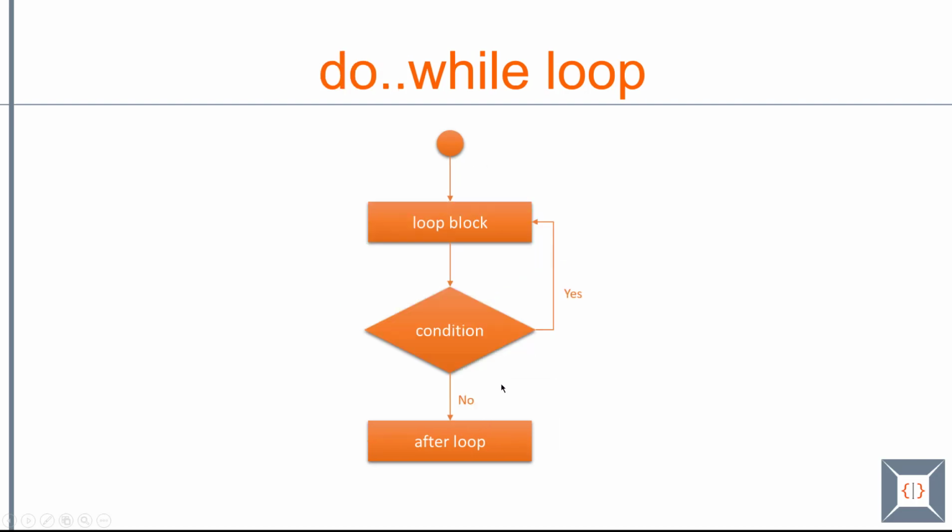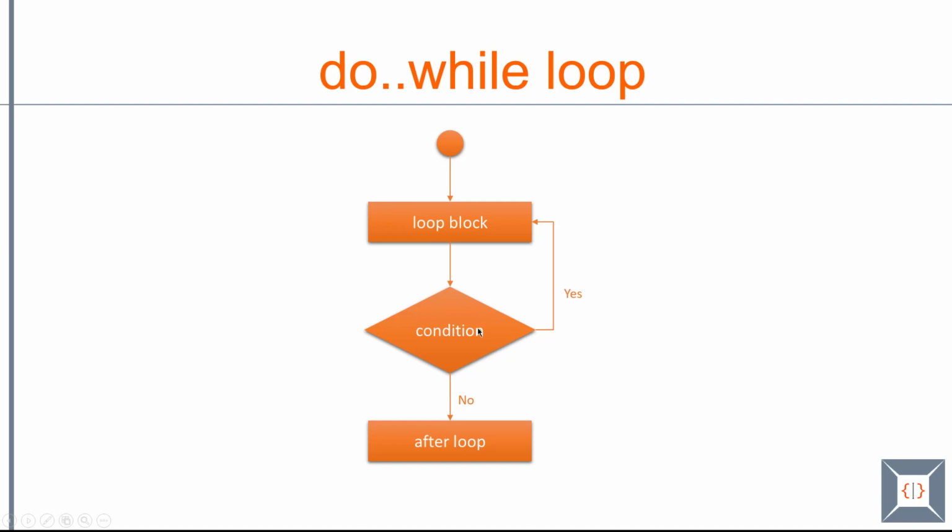This is a little bit different for do while loop. In do while loop, what happens is it executes the loop block first, and then it checks the condition. And if the condition is true, it goes back and executes the loop block. So this loop block is executed as long as the condition is true. And if the condition is false, it moves to the block after the loop. As you can see, the difference here is even if the condition is false the very first time, the loop block will be executed once. This guarantees that the loop block is executed at least once, even if the condition is false. Whereas in the for and while loop, the block will be executed only when the condition is true.